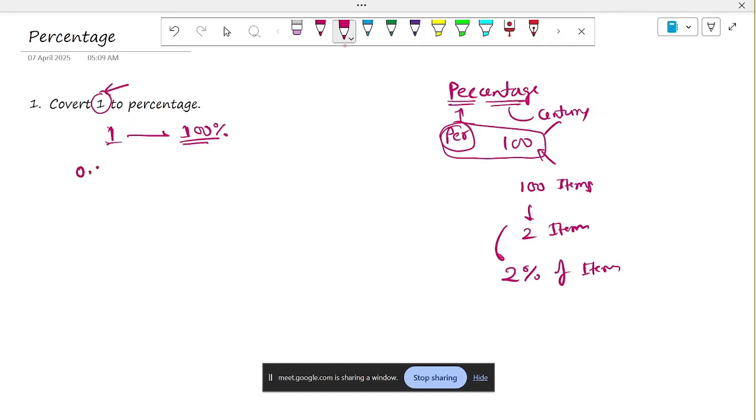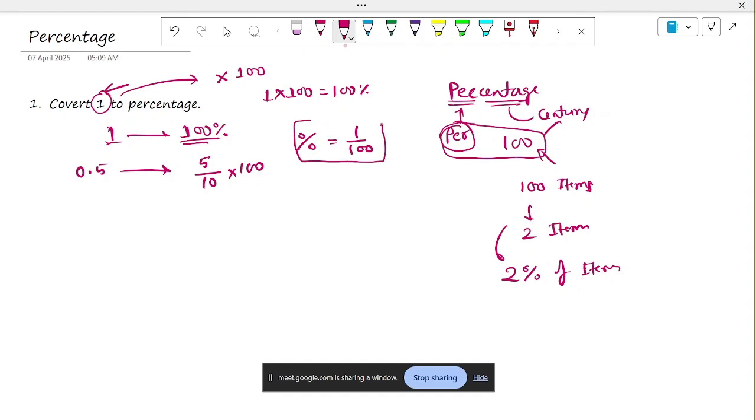If it is 0.5, then you will consider it as 5 divided by 10 into 100. If you want to convert any number to percentage, you are going to multiply that number with 100. So 1 into 100 is equal to 100 percentage. Okay, I hope you got this. You can consider this percentage symbol as 1 by 100 only. Percentage symbol is nothing but 1 by 100.